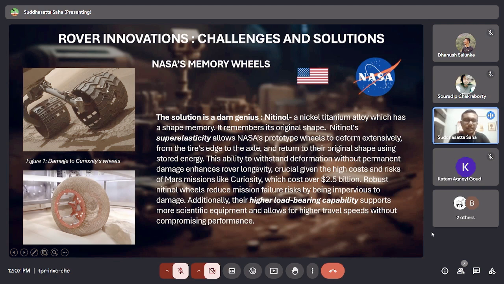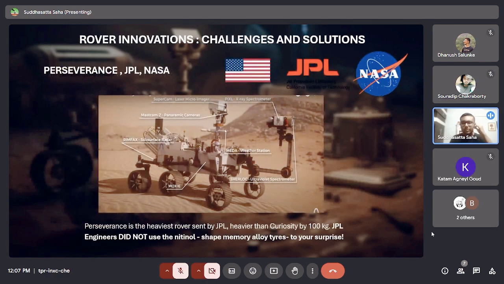These are load bearing structures which will bear all the load above. But these nitinol wheels, due to their super elasticity and all that, have very high load bearing capability. So they allow more and more scientific instruments to be loaded onto the rover and push the limits of our scientific innovations forward.